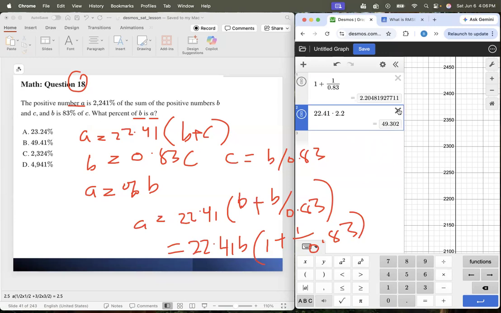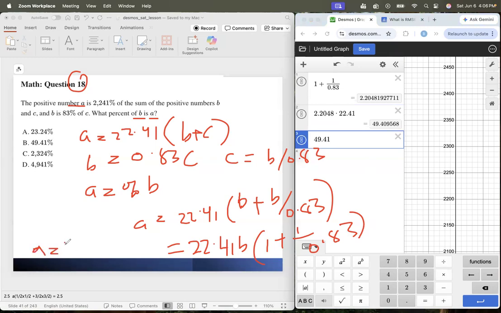If you use the whole value, it will give you something else. So we can probably use 2.2048 in order not to get into trouble. And then we multiply it by 22.41. Now we have 49.41, right? So 49.41 of B.